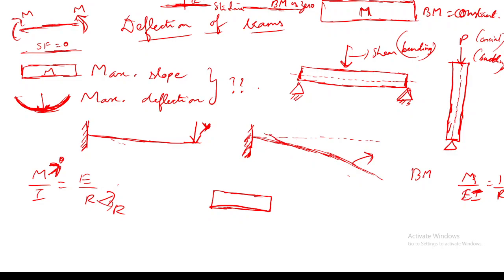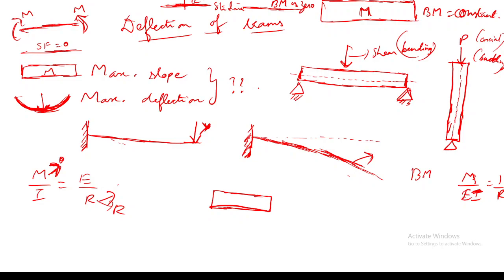Now you got it, right? Why I said all these things: what happens when the bending moment is constant, what happens when it is zero, and what happens when it varies. So at each point, if I take the slope and the deflection, you will get a different value. The slope and deflection are always found by drawing a tangent to the deflection curve.